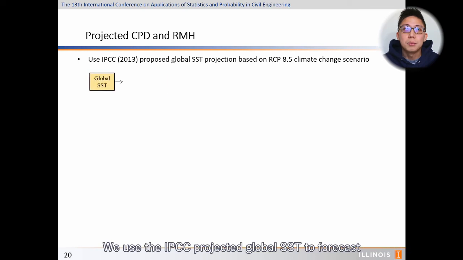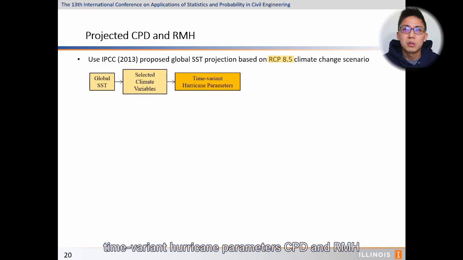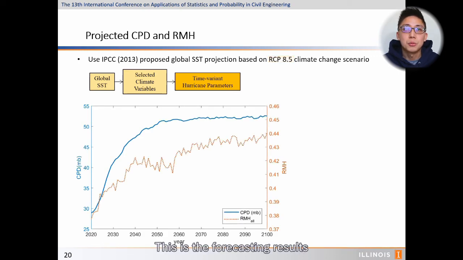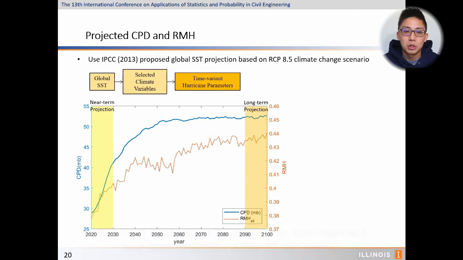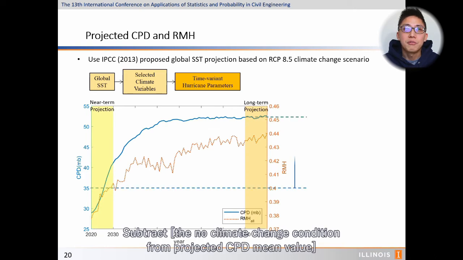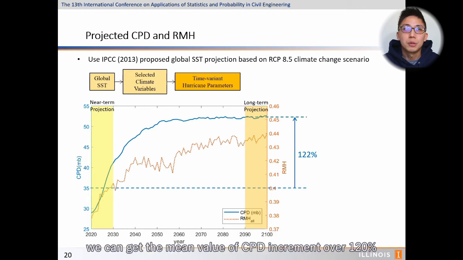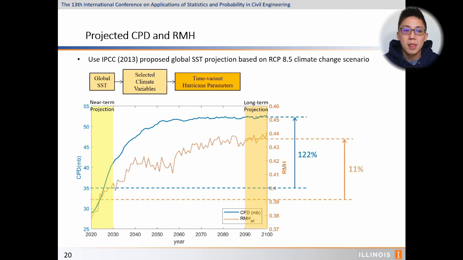We use the IPCC projected global SST to forecast 10 variant hurricane parameters, CPD and RMH. This is a forecasting result. We would like to know the change for near-term and long-term projection under climate change. So subtracting the CPD mean value from no climate change condition, we can get the mean value of CPD increment, over 120% from near-term to long-term projection, and the RMH increases over 10% from near-term to long-term projection.